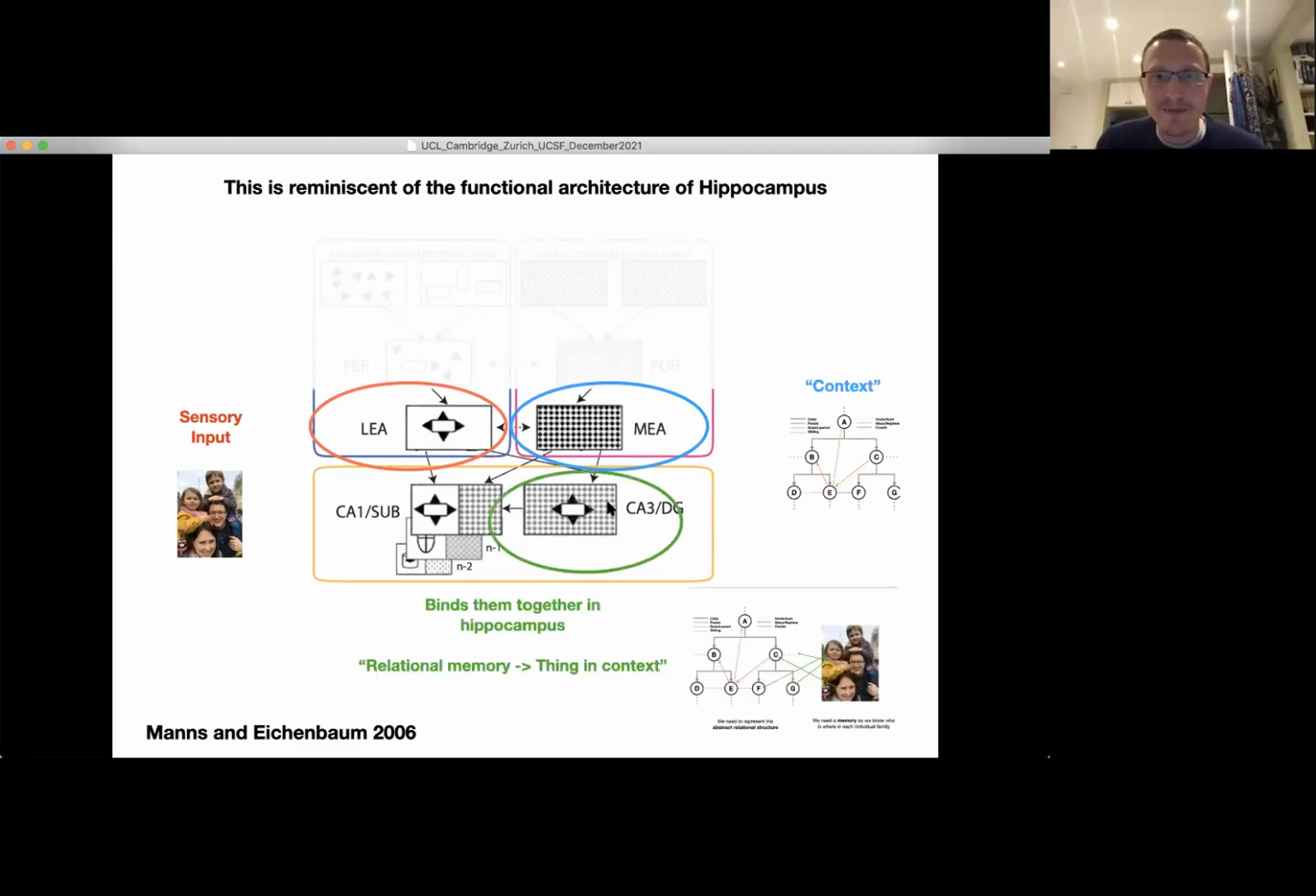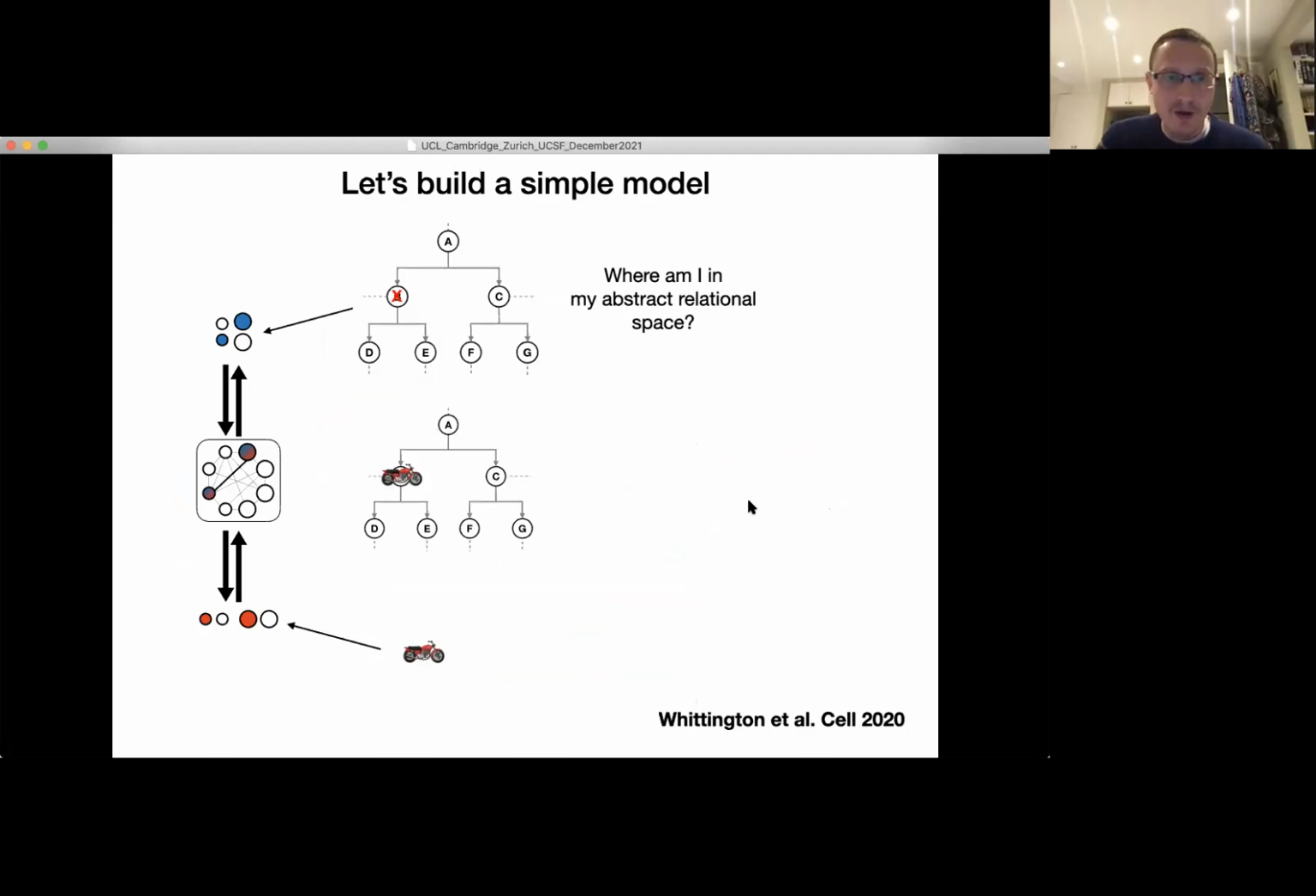Then in the hippocampus, he would argue, as many others have, that the hippocampus binds together these different types of information to give you a relational memory, a thing in context memory, right? So that looks exactly like the problem that I just stated before. There's some kind of context thing, like where am I in this relational structure, some sensory thing, and I've got to bind them together. All right, so we're just going to take Howard directly at his word, and we're going to make a really simple model that does this, and we're going to see what the representations look like.